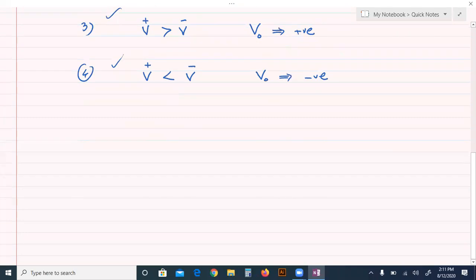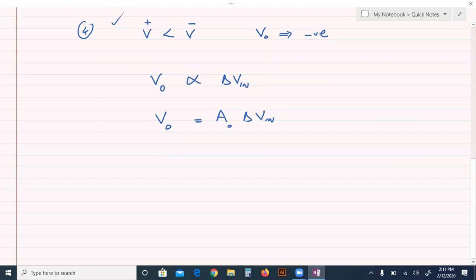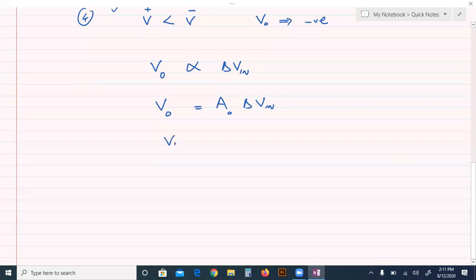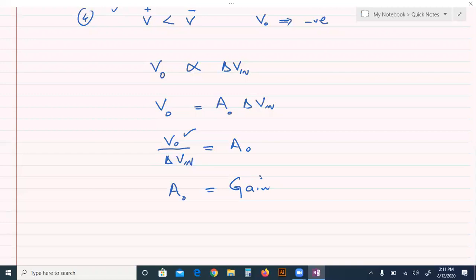Now, point number 1, which is V out directly proportional to the difference of the inputs. So we can write some constant here. Suppose A naught, times the difference of the inputs. So output voltage divided by the difference of the input voltage is equal to A naught. Look, the ratio between output and input voltage is called gain. So this A naught is called gain. So this is the open loop gain. It has no unit.